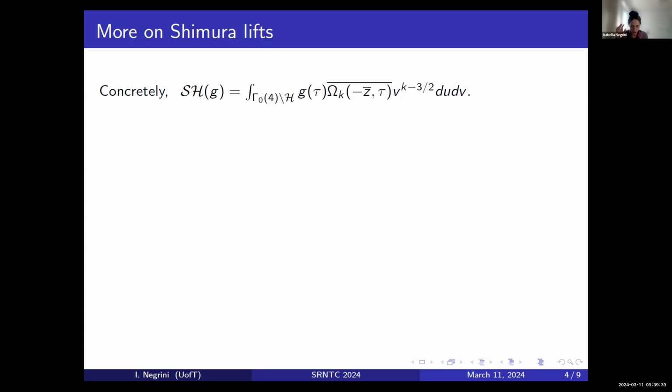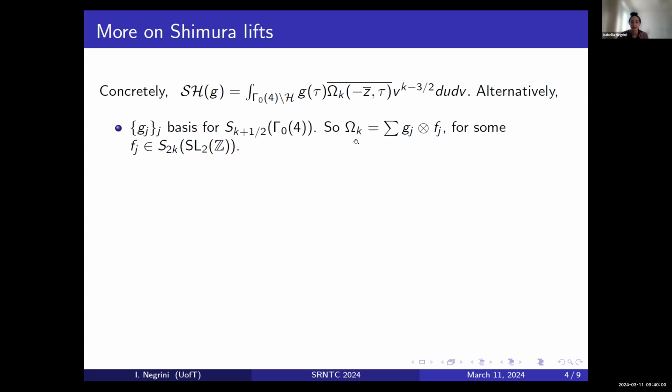But this expression is not ideal to generalize to rigid cocycles, so I'm going to give an alternate expression. So you can rewrite this if you take a basis for the starting space, okay? So these are the half integral forms. And remember we said that omega k was in the tensor product of half integral and integral forms. So it will be a finite sum, and then you have the basis for the half integral weight forms, tensor some forms of integral weight. Okay, so for sure we can have this finite sum.